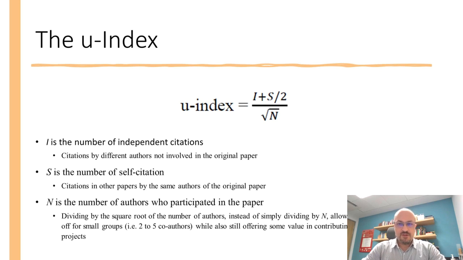And I did some trials with different values here, and I believe that the square root of the number of authors is a good way to have a kind of smoother tapering for smaller groups. But at the same time, it also retains some value in contributing to larger cooperative projects, which of course are still very meaningful as well.